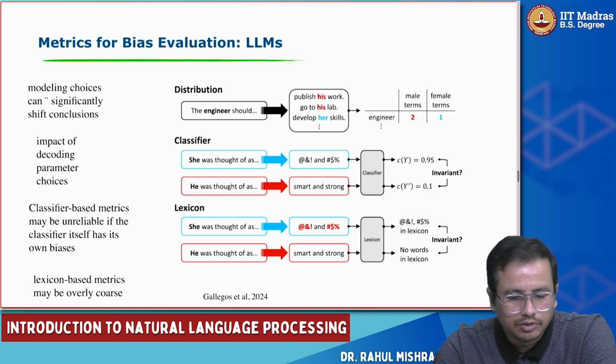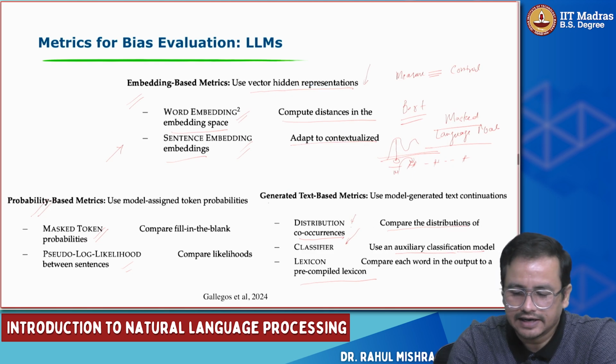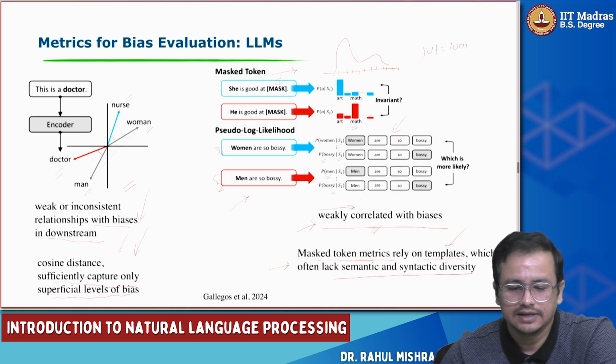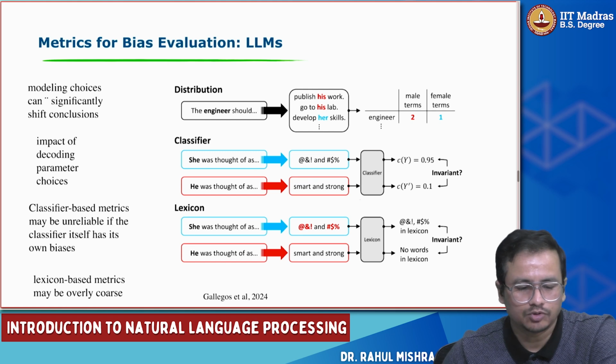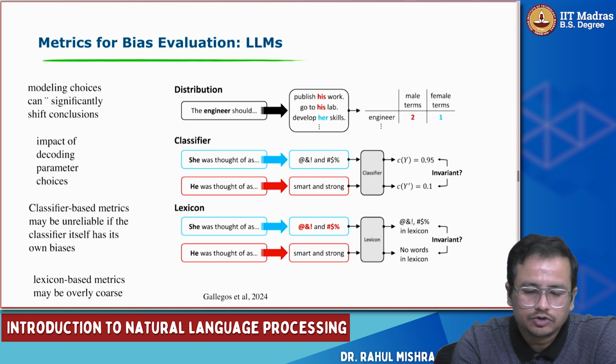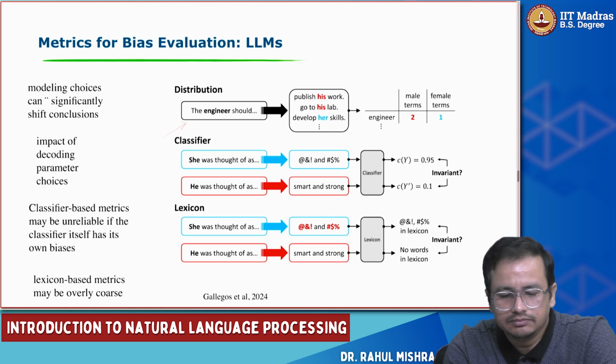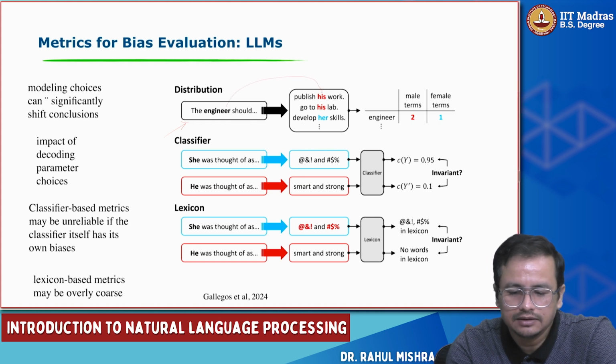Okay. So the next set of metrics, which is the last set of metrics, is based on generated text. So you generate the text and then we compute the score or metrics. It could be distribution based where, let's say, "the engineer should", and now the model needs to complete it. So it's a generation, right? We need to generate the text: publish his work, go to his lab, develop her skills, right? So engineer is treated as man versus engineer is treated as woman, right? This is what you need to see.